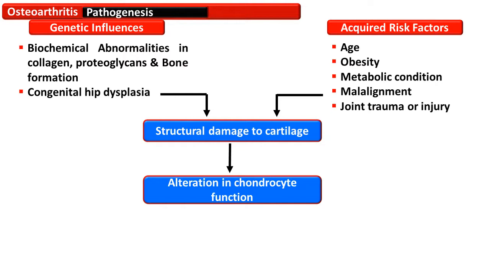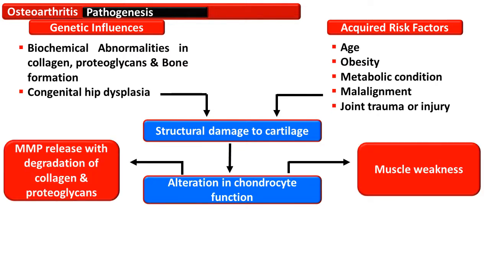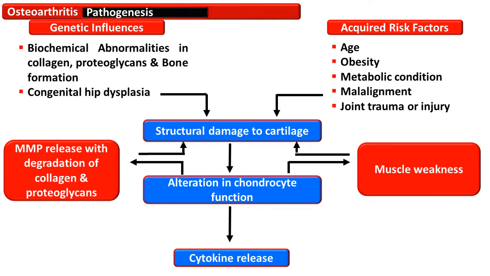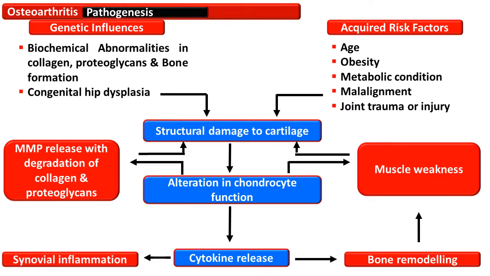And this structural damage to the cartilage will alter the function of the chondrocyte, as we have seen in the previous picture. This alteration in chondrocyte function will lead to the release of matrix metalloproteinases with degradation of collagen and proteoglycan. Also, there is muscle weakness present, and both these factors can lead to further damage to the articular cartilage. These factors will then release cytokines, and these cytokines will result in inflammation of the synovium or bone remodeling. This bone remodeling can contribute further to the muscle weakness.